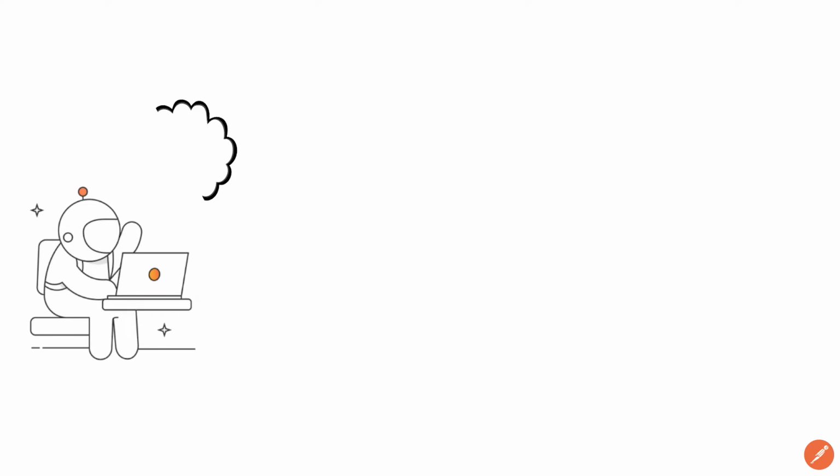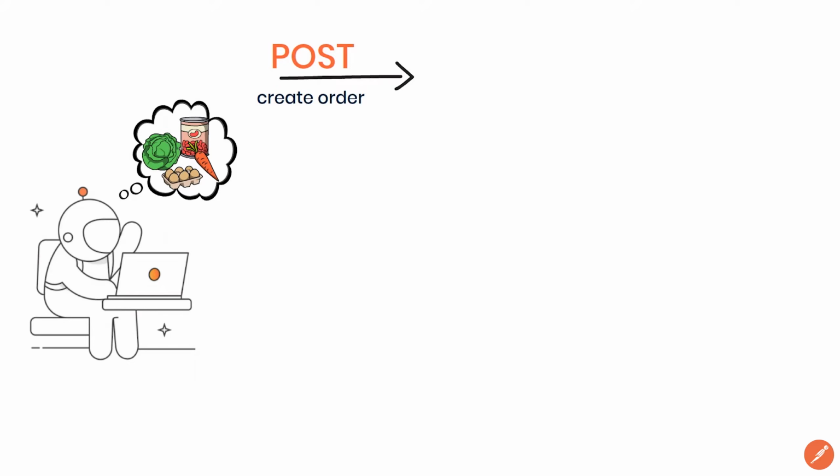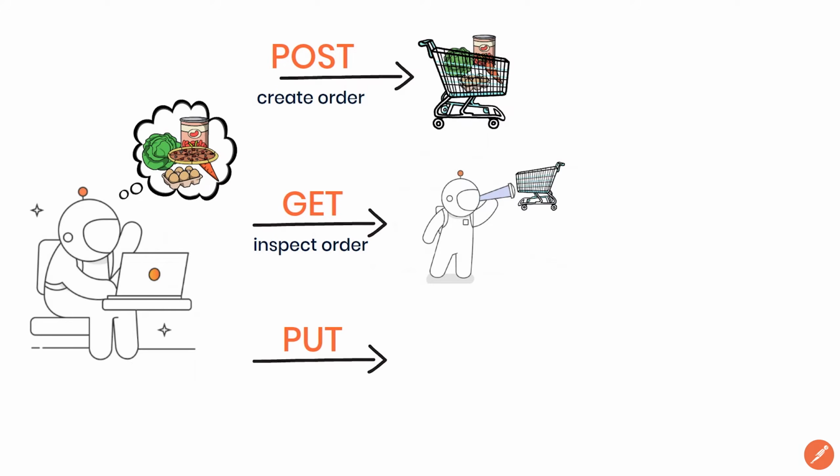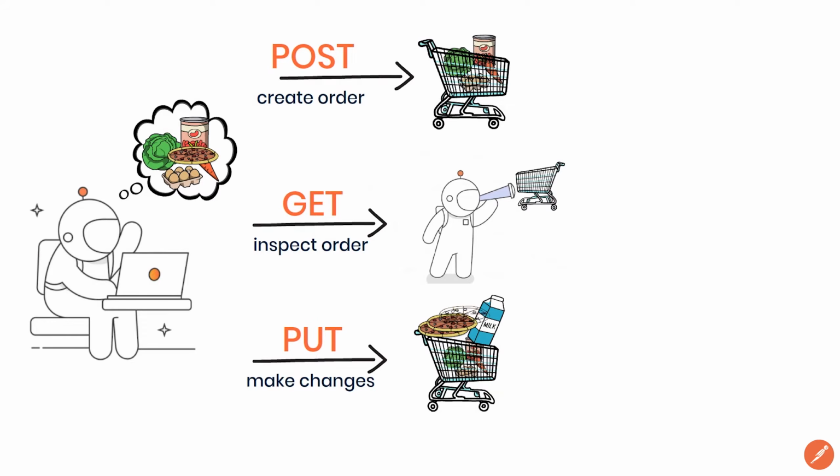Say you want to order some groceries online. With POST, you can create an order and add all items you had in the shopping cart. With GET, you can inspect, you can view the order that you have submitted. Let's say you have forgotten to add a frozen pizza. With a PUT request, you can make changes to the order, for example, by adding items, by changing the quantity, or by removing items altogether. A few minutes later, you open the fridge and realize that your partner has already brought all the items, so you decide to cancel the order by using the DELETE verb.